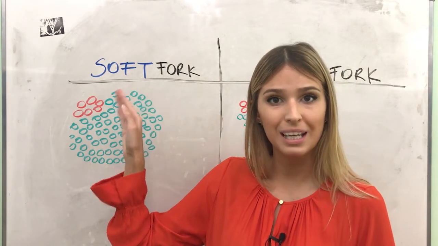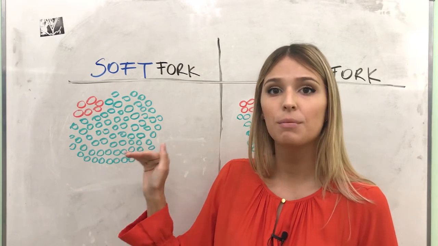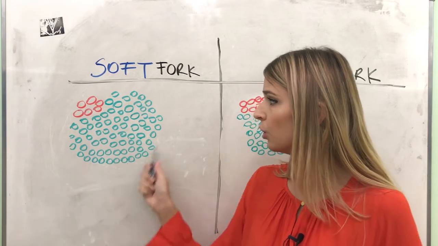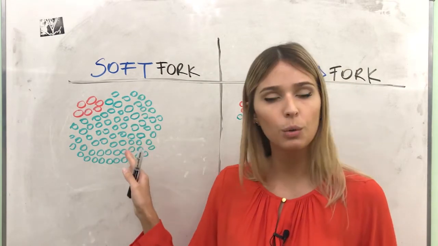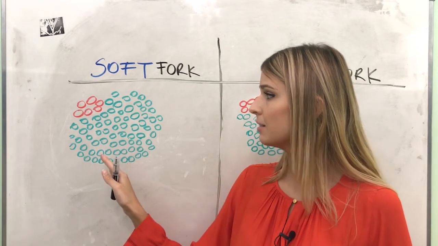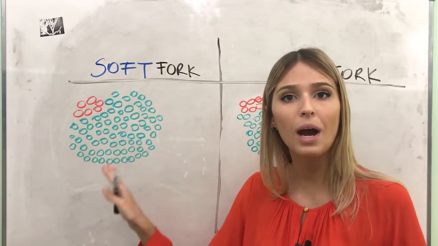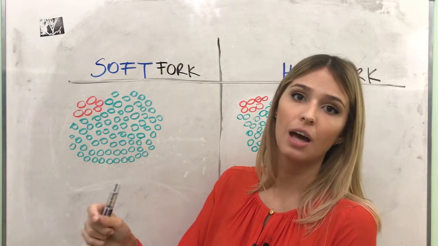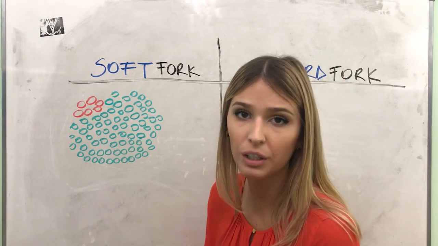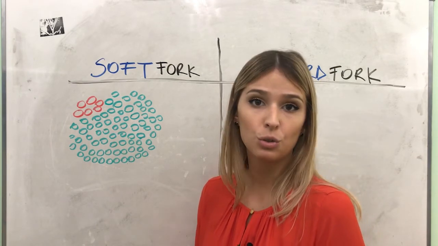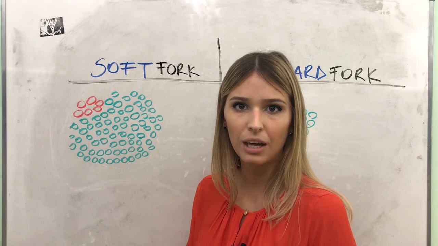A soft fork is an upgrade that is backwards compatible. What does this mean? It means that all the nodes in the network are still going to communicate with each other when this happens, and it is going to remain one network. And the nodes that did not upgrade to the new version of the software are still going to see the new transactions as valid, okay?